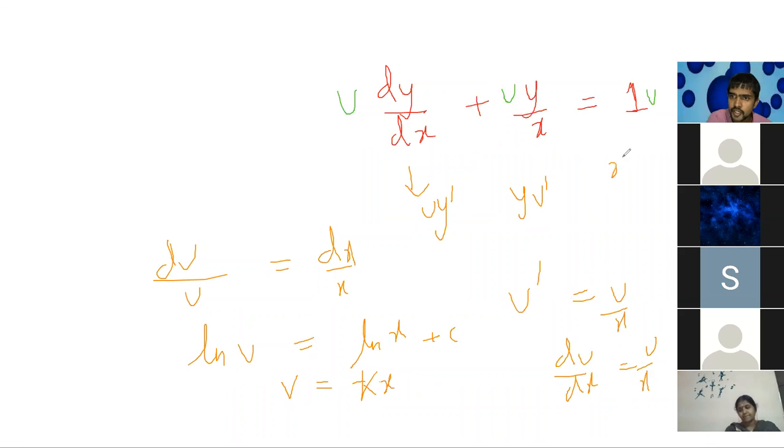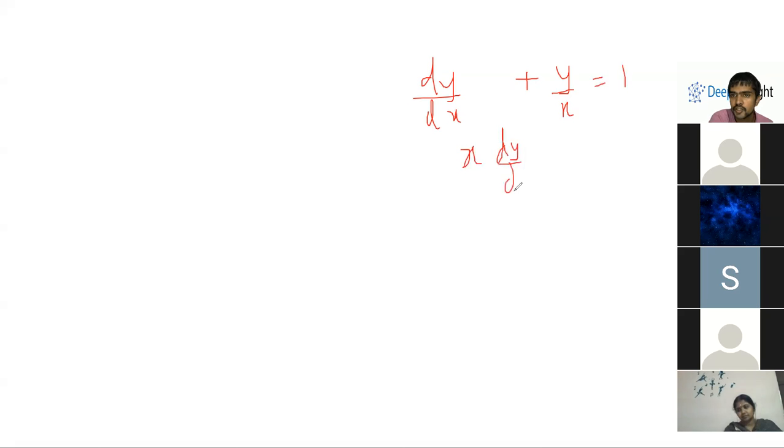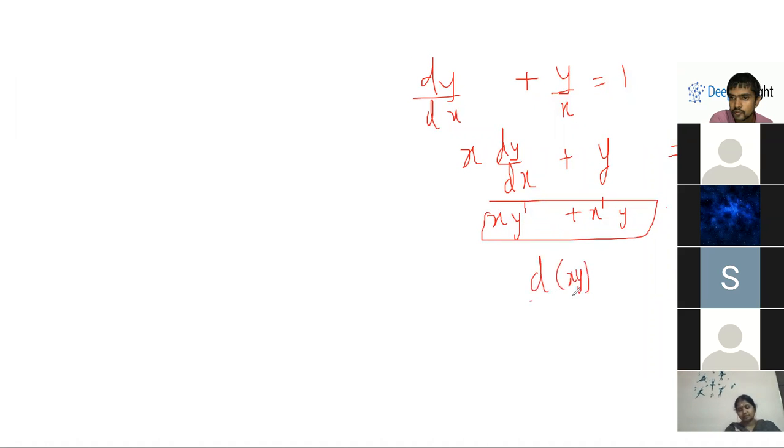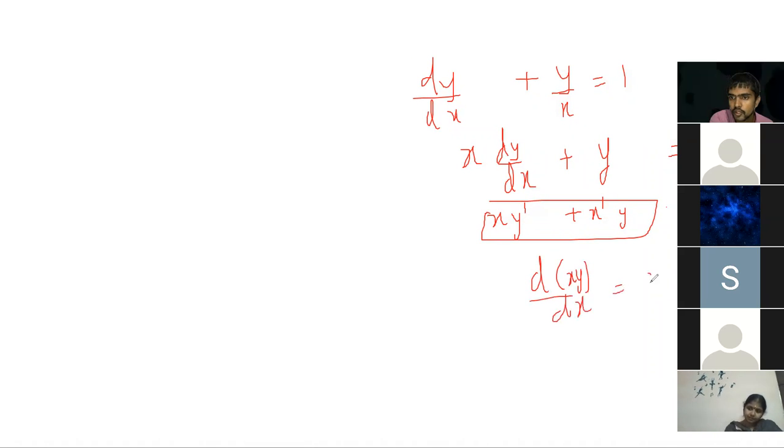If I multiply by x, I get x dy by dx plus y by x is equal to 1. I multiply both sides by x. X dy by dx plus y equal to x. So what is this? This is xy dash. This is x dash. X dash is 1, y. So what is this whole thing? D by dx of xy is equal to x.